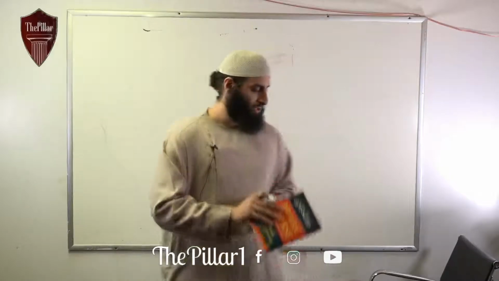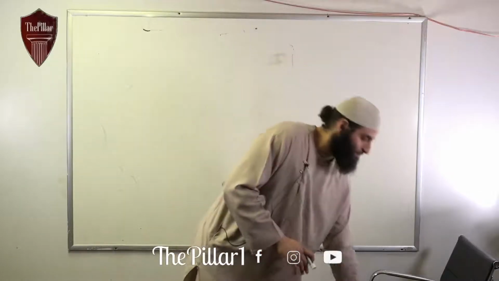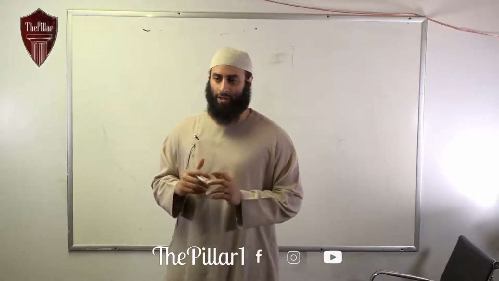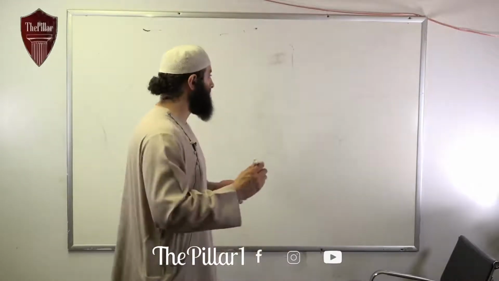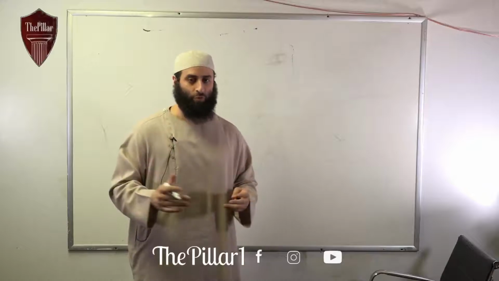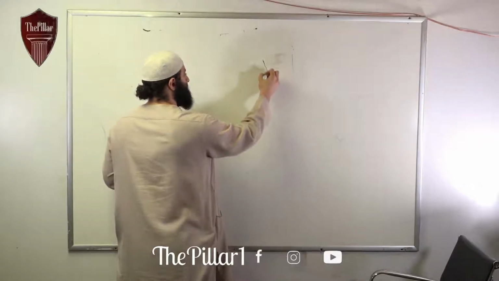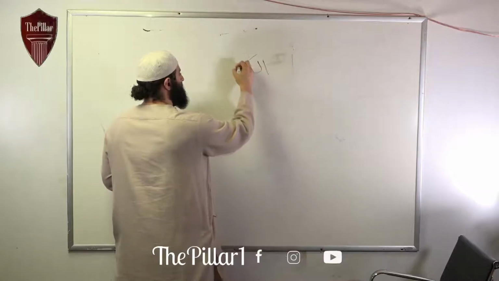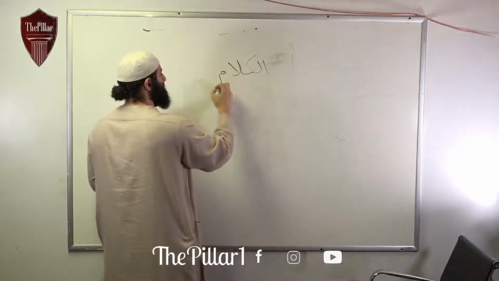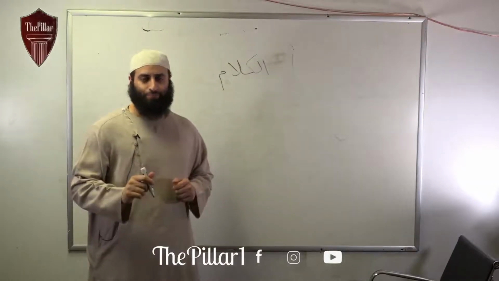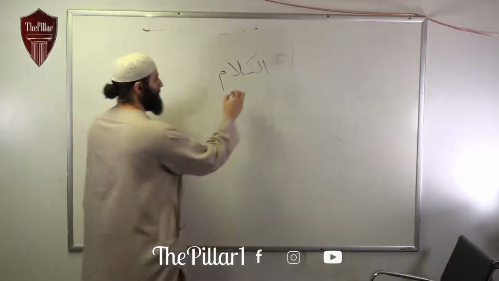Before we get into the book, I want to explain how the Arabic words are broken down in language. You have something known as al-kalam, which means speech or the speech. Okay? And al-kalam is going to be of three categories.